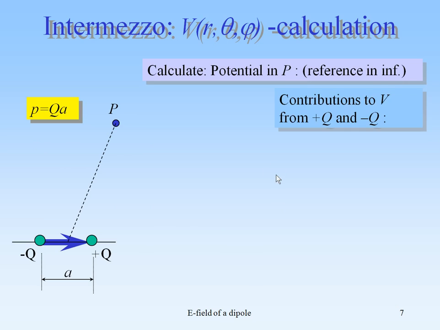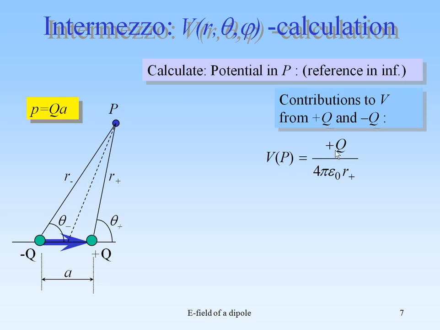Suppose we have a dipole, the dipole moment is charge times distance, as seen here. And the contributions to the potential from plus q and minus q is V_P is plus q over 4 pi epsilon naught r plus, minus q over 4 pi epsilon naught r minus, and r plus and r minus are given here. And this can be written as q over 4 pi epsilon naught times r plus minus r minus divided by r plus r minus.